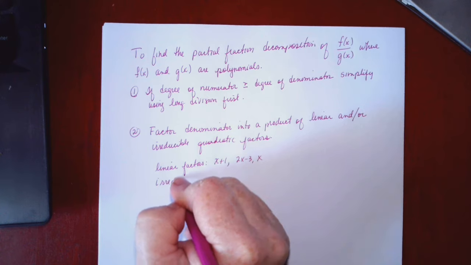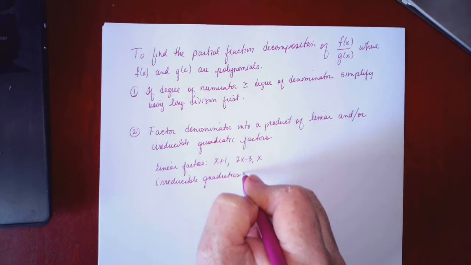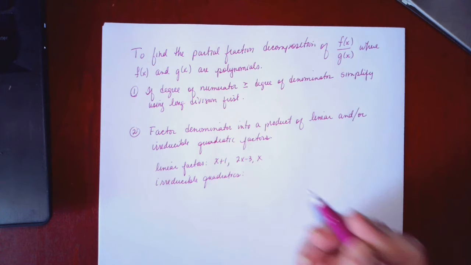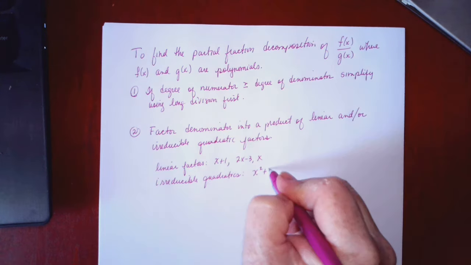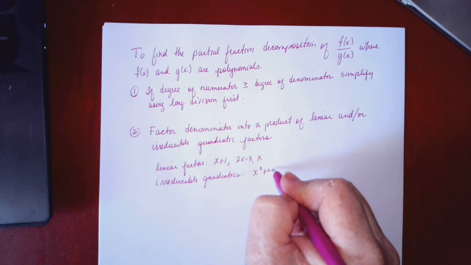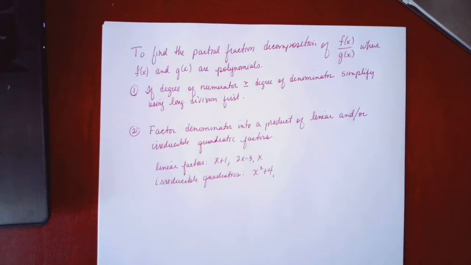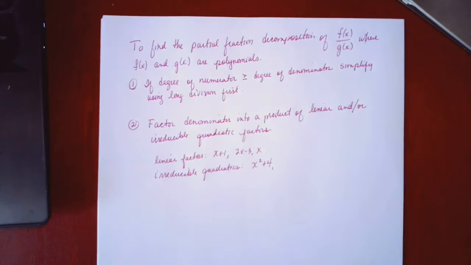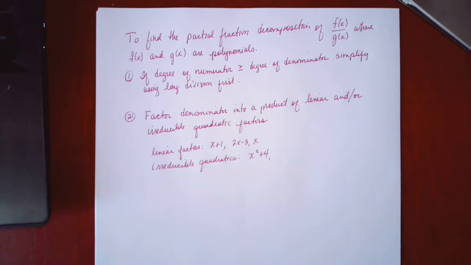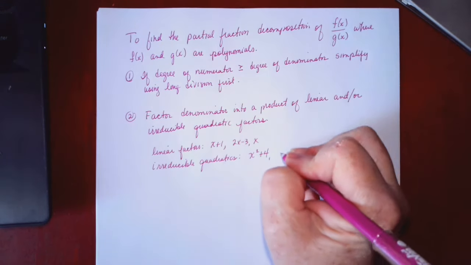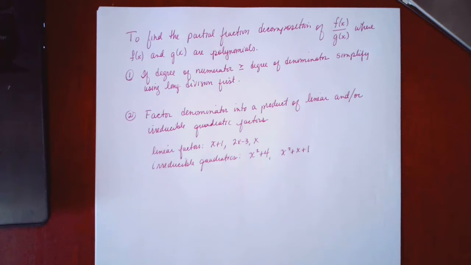Irreducible quadratic factors are quadratics that we can't factor further over the real numbers. So things like, say, x squared plus 4. Now, if it was x squared minus 4, we could make it into x plus 2 times x minus 2. But this one, since it's a sum, remember you don't have a formula for the sum of two squares. Or if you had something like x squared plus x plus 1, that's also an irreducible quadratic.